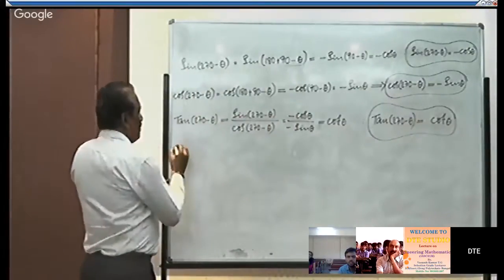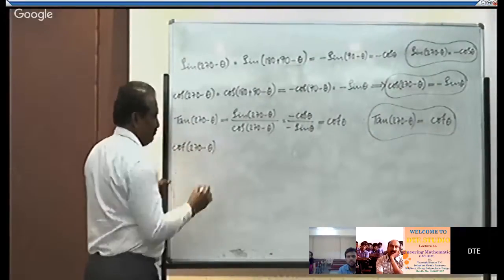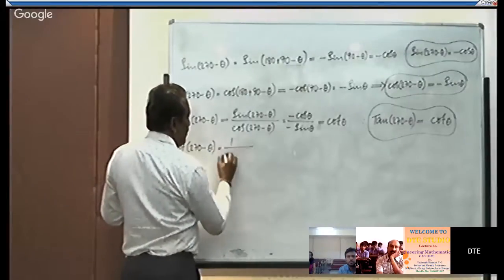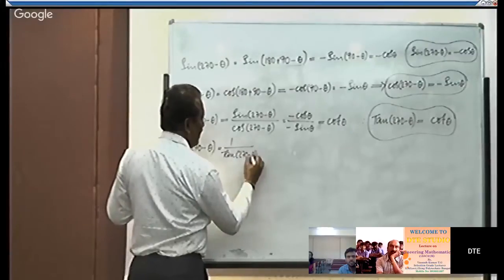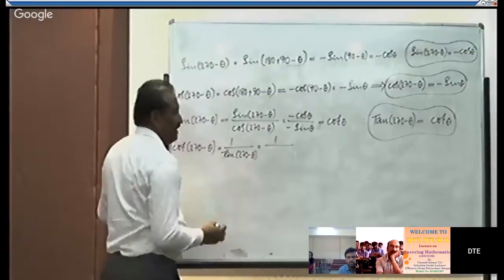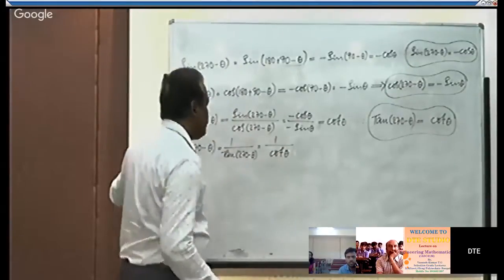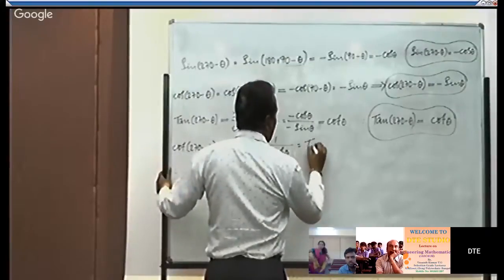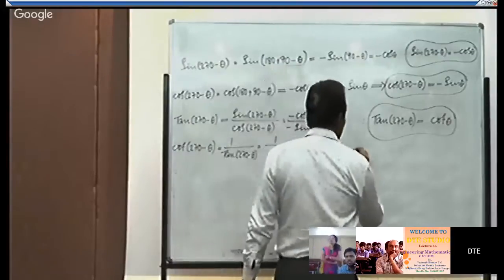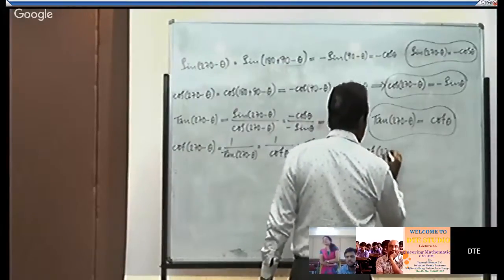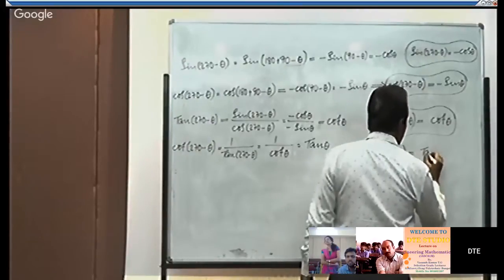Now, cot is the reciprocal of tan. This is equal to 1 by tan of 270 minus theta. But tan of 270 minus theta is cot theta. Now 1 by cot theta is tan theta. Therefore, one can write cot of 270 minus theta is equal to tan theta.